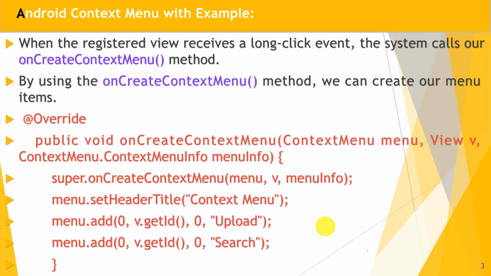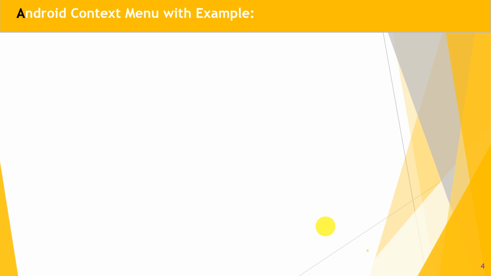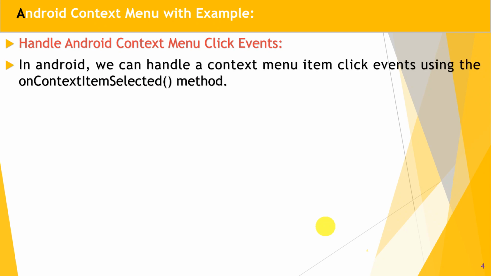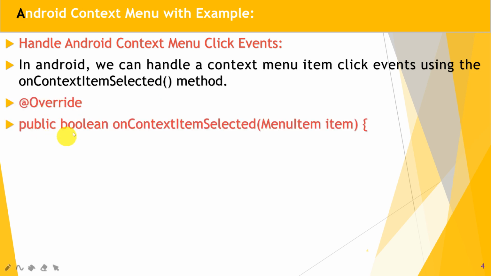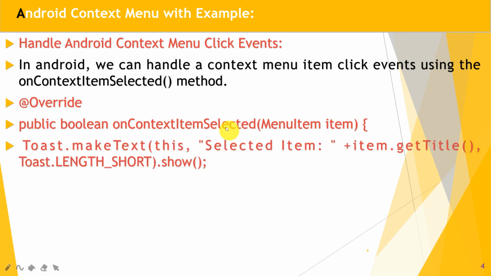So next, let's move to the next part: how to handle Android context menu click events. In Android, we can handle the context menu item click events using the onContextItemSelected method. So override public boolean onContextItemSelected. When you select one of the items from the context menu, the onContextItemSelected event automatically occurs, and when this method executes, you can write your custom code here.